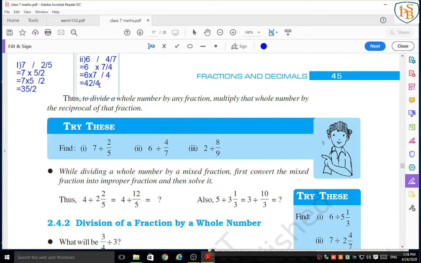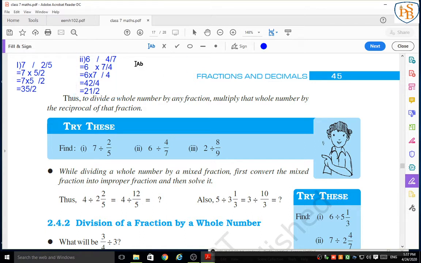Now look here, this 42 and 4 are even numbers. So with the help of the divisibility test of 2, we can find the reduced form of this fraction. If we divide the numerator and denominator by 2, 42 divided by 2 gives 21, upon 2 twos are 4, so 4 divided by 2 gives 2. So the reduced form of the answer is 21 upon 2. Both answers are right, but it is necessary to write the reduced form. This will help you get full marks in the sum.